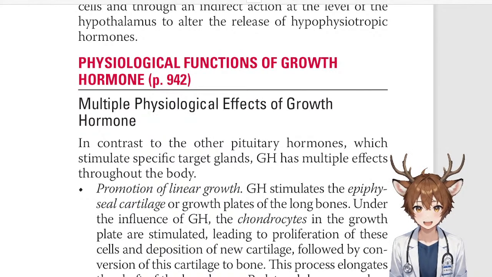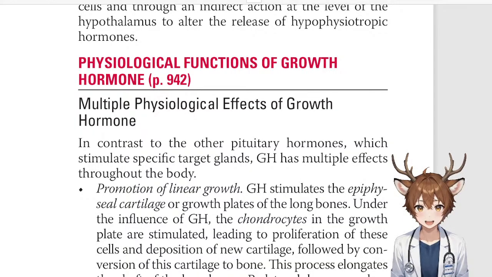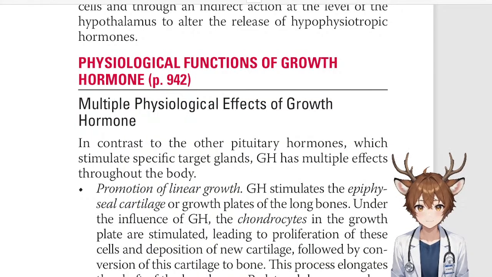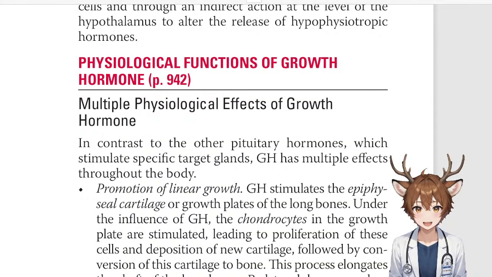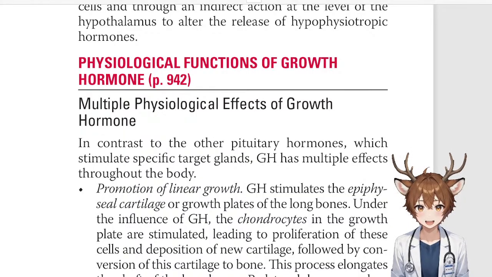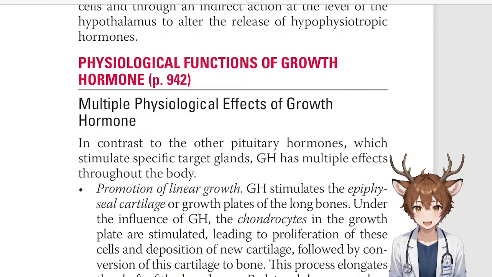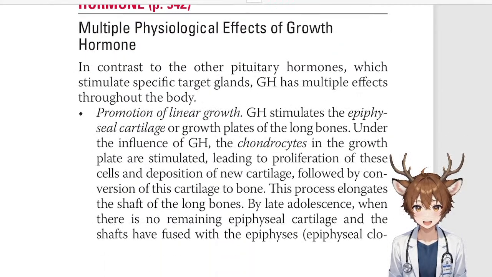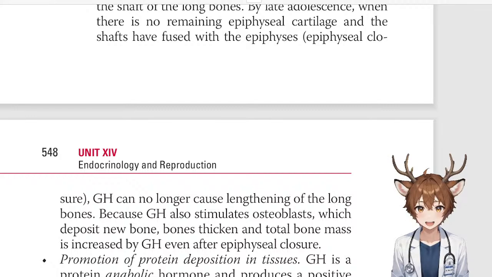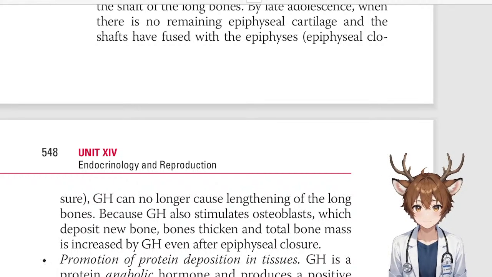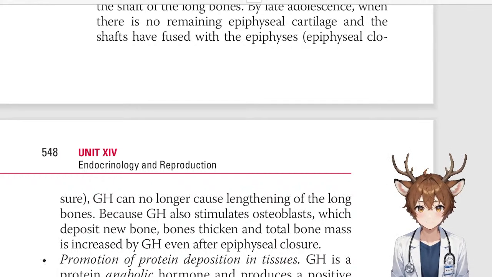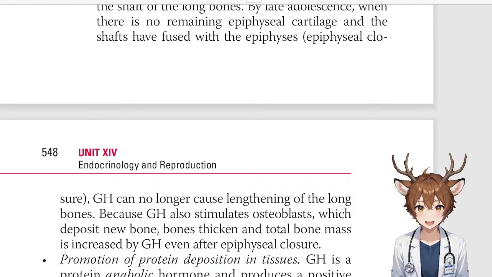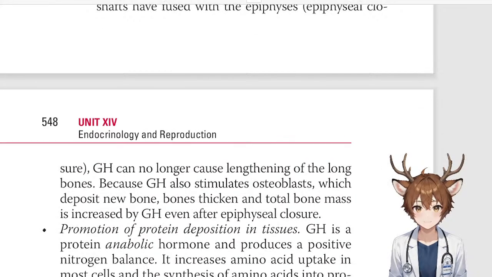Under the influence of growth hormone, the chondrocytes in the growth plate are stimulated, leading to proliferation of these cells and deposition of new cartilage, followed by conversion of this cartilage to bone. This process elongates the shaft of the long bones. By late adolescence, when there is no remaining epiphyseal cartilage and the shafts have fused with the epiphyseal closure, growth hormone can no longer cause lengthening of the long bones. Because growth hormone also stimulates osteoblasts, which deposit new bone, bones thicken and total bone mass is increased by growth hormone even after epiphyseal closure.